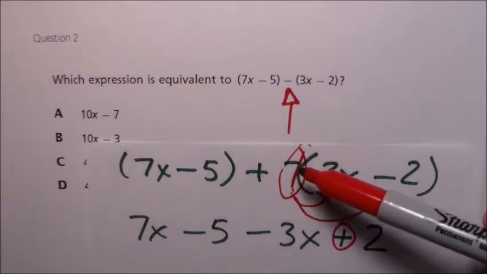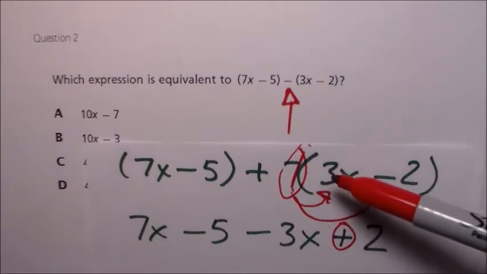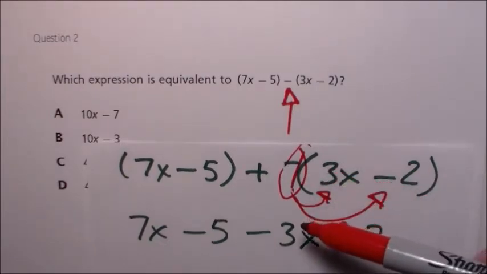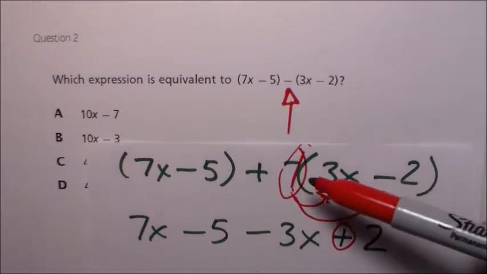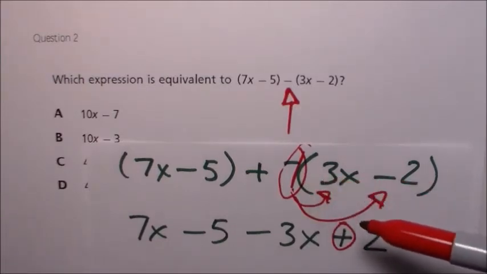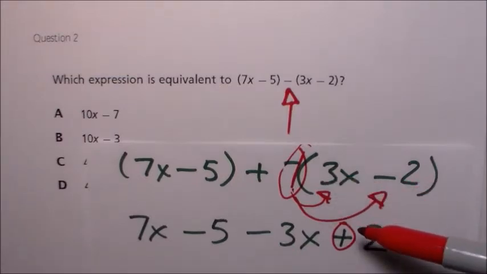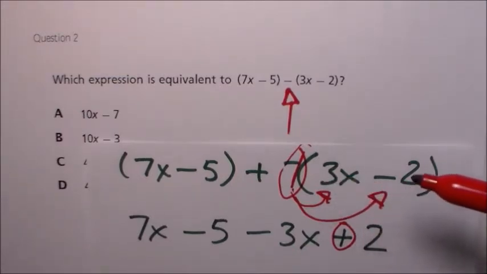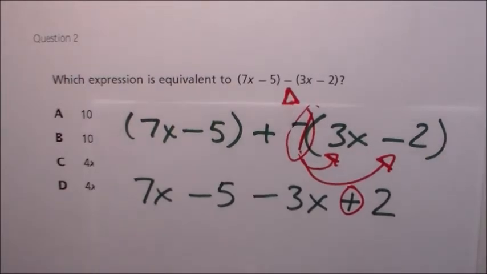It's like multiplying this whole expression by a negative 1. So 3x becomes negative 3x, and minus 2, because negative times a negative is a positive, becomes plus 2. Okay. Once we do the hard part, the easy part is easier.